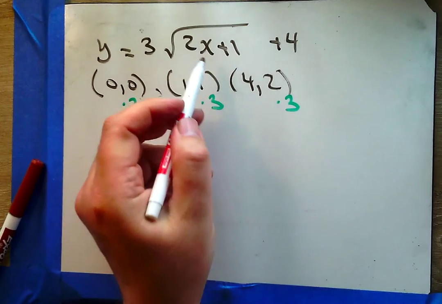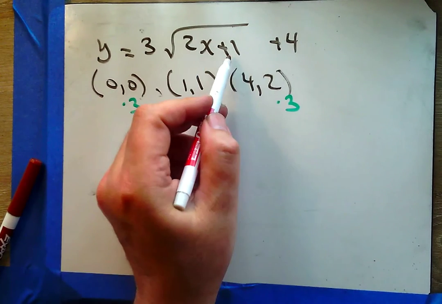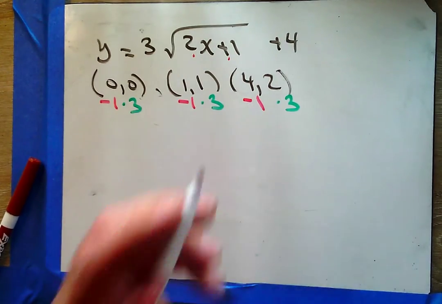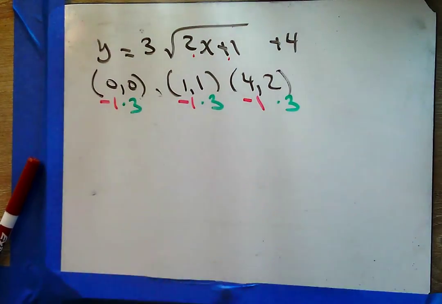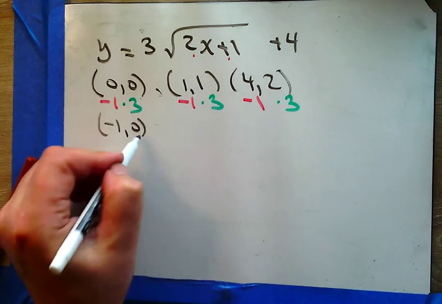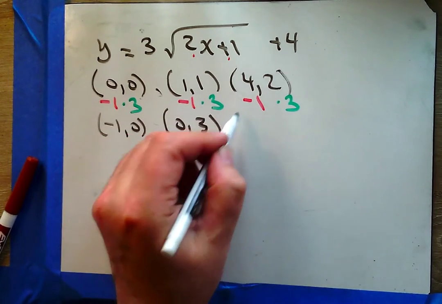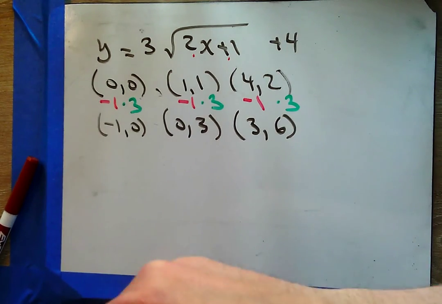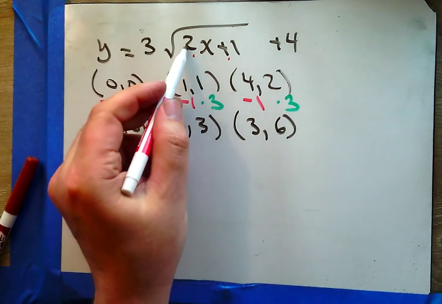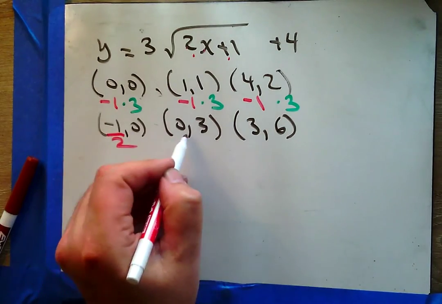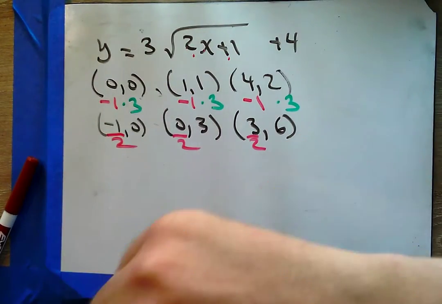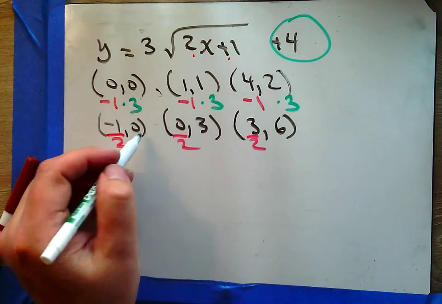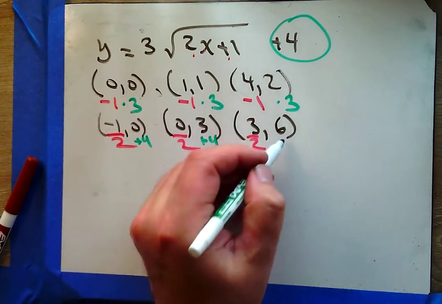And what do I do on the inside? On the inside, I follow SADMEP, so I have to get rid of this before I get rid of this. So I'm going to subtract 1. My transition points are negative 1, 0; 0, 3; and 3, 6. But I still have two more transformations to do. I see multiplying by 2, which means I need to divide the x's by 2. And I see over here, outside the function, that I'm adding 4 to all the y's. This shifts the graph up 4 places.